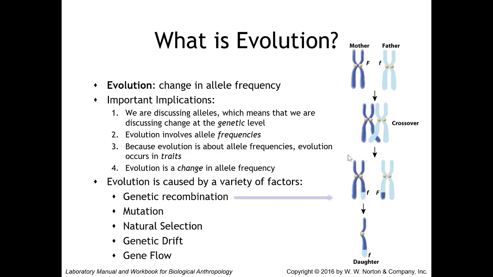Recombination is not considered one of the traditional forces of evolution, but it does play an important role in creating variation, which is the raw material for the evolutionary process. So aside from genetic recombination, we want to look at mutation, natural selection, genetic drift, and gene flow. And I'm going to go through each of those with you.